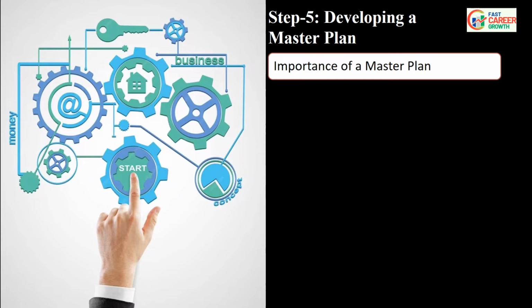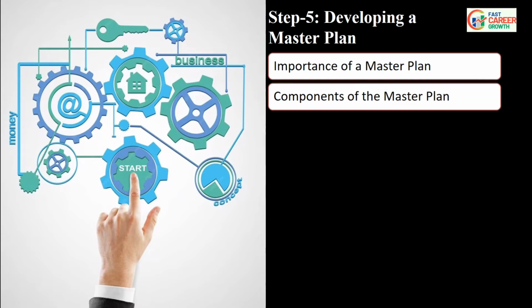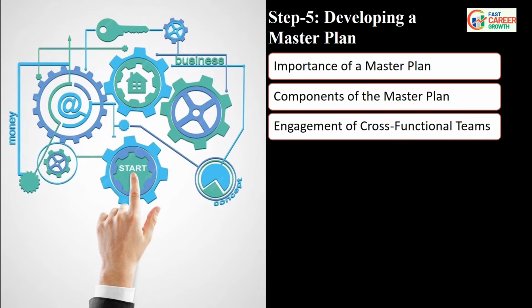Components of the master plan. Describe the key components that should be included in the master plan, such as clear objectives and goals, defined roles and responsibilities for team members, a timeline with milestones and deadlines, budget and resource allocation, key performance indicators, KPIs, to measure progress, risk assessment and mitigation strategies, engagement of cross-functional teams.